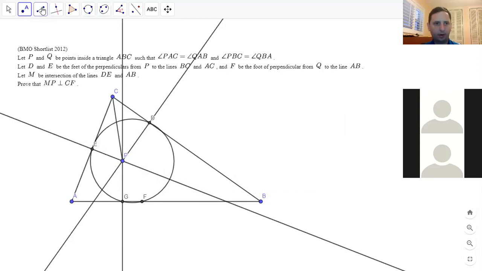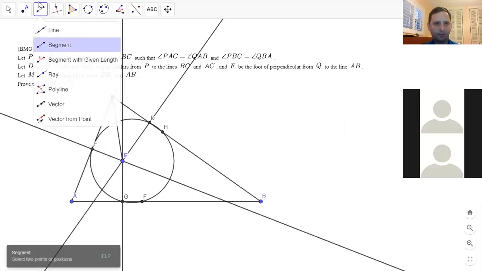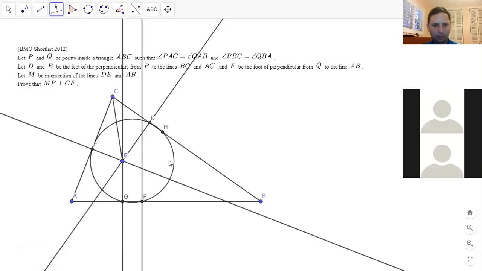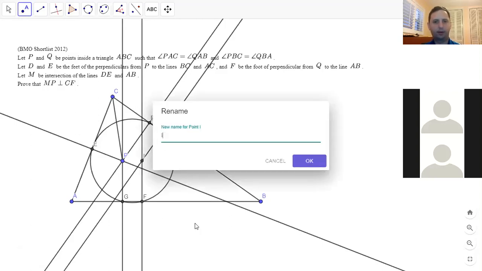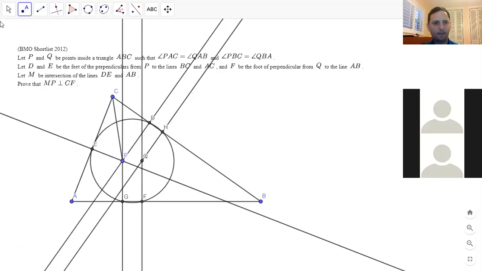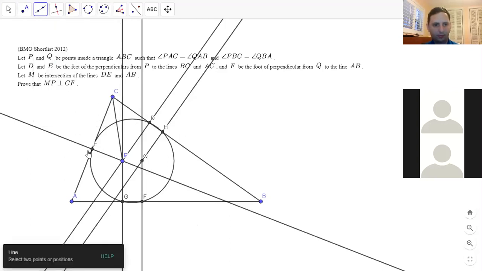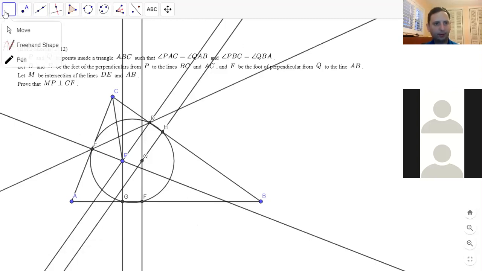And if I drop perpendiculars here, then that point should be Q. So this is using the fact about isogonal conjugates that they have the same pedal circle. And then M is the intersection of DE and AB. And we want to prove that MP is perpendicular to CF.